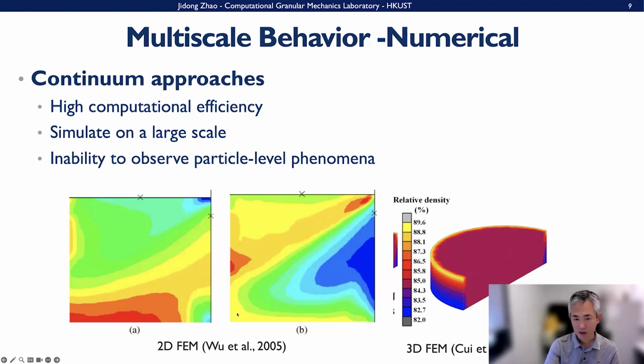And as shown on the left and right, those are the 2D and 3-dimensional FEM, used to study how the stress-strain relation and the density evolve during a die compression or other kind of compression process.